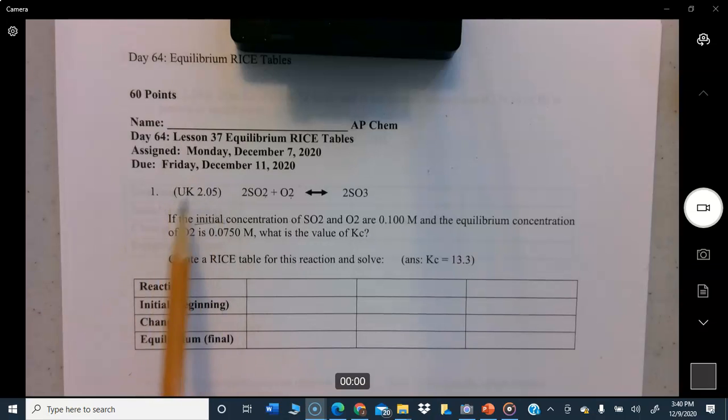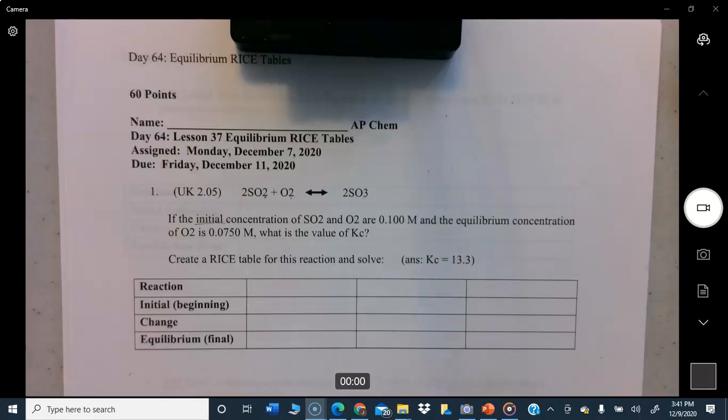These are just references to where I got the problem. You don't need to concern yourself with that. So the first problem gives you this reaction. Of course, the O2 should be a lowercase subscript 2, and the SO3 lowercase there as well. You'll see some of those throughout that I did not change. The statement is, if the initial concentration of SO2 and O2 are 0.1 molar and the equilibrium concentration of O2 is 0.75 molar, what is the value of Kc?